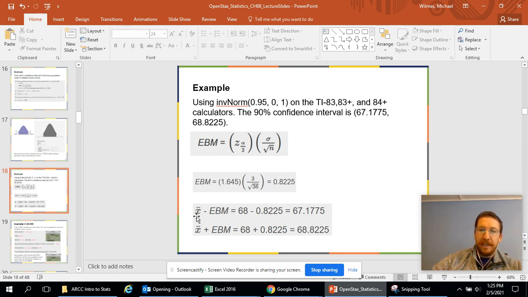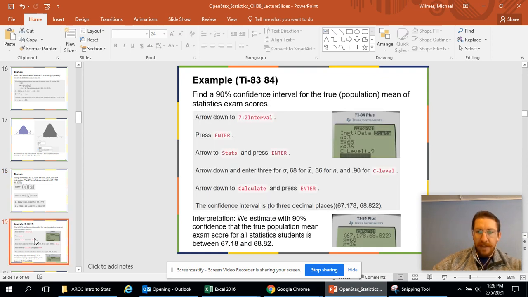So now we take the average, we subtract that EBM. Take the average, we add the EBM, and there's our range of values. So between 67.17 and 68.82, we get 90% of our averages. So if we take this test and do it again, 90% of the time, the class average will fall in that range. Here's how to do it on the graphing calculator if you're curious.